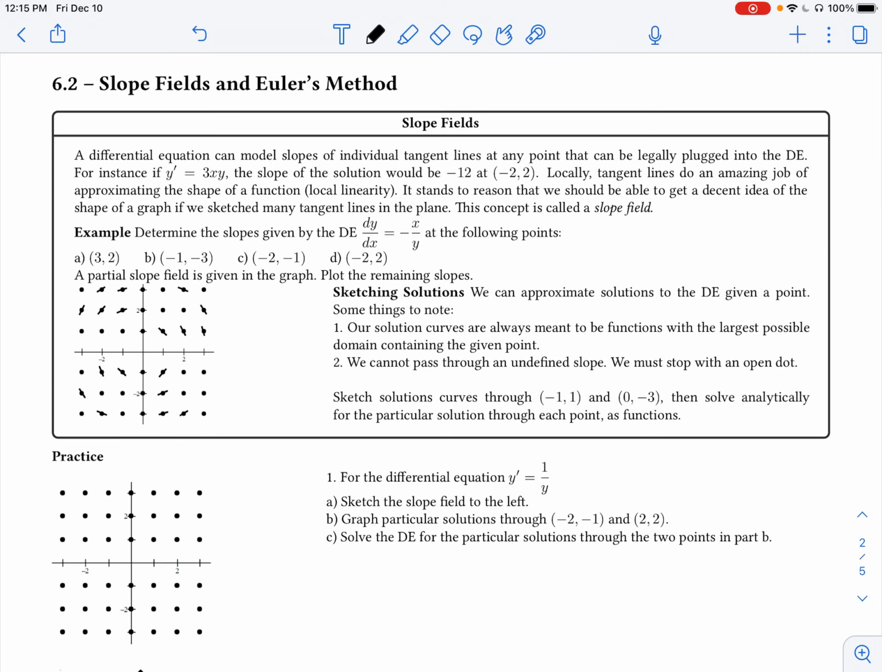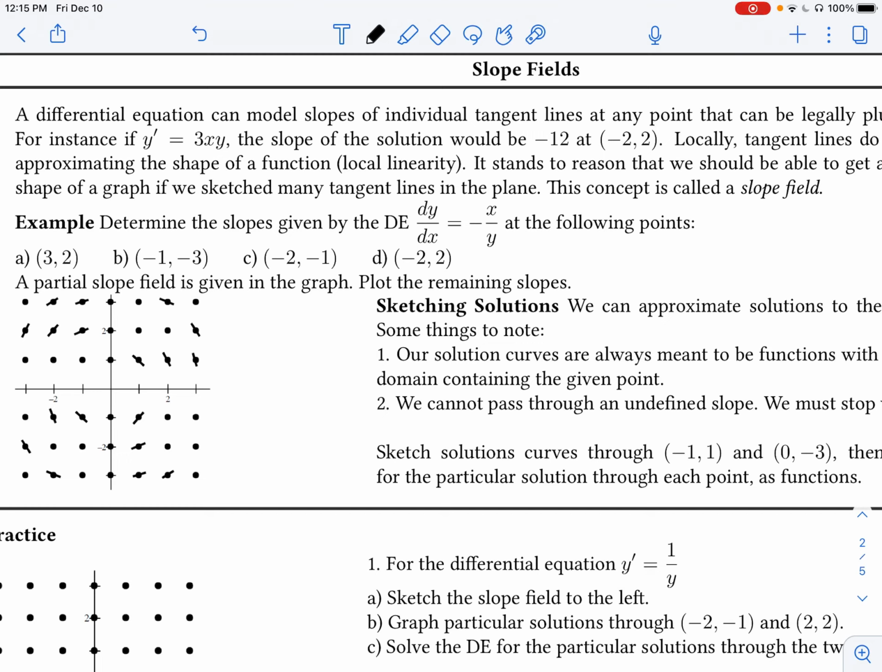So remembering that our differential equation actually gives us the slopes of tangent lines, this means that these local tangent lines should do a really good job of approximating the shape of our function. And we talked about this concept previously with local linearity. So let's look at a couple of examples here. Let's look at this really basic differential equation. I'm just going to highlight it here to indicate this is what we're looking at. So let's look at the equation dy/dx is equal to -x/y.